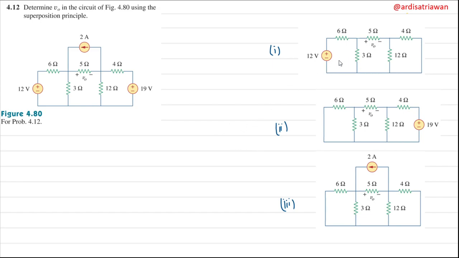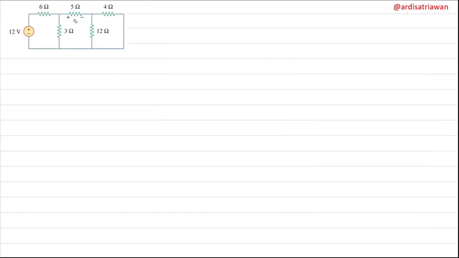Okay, let's now analyze one by one. So let's start by analyzing the first circuit. So here is our circuit, and V0 is here. I think I will use nodal analysis, because we only have two nodes. If we use mesh analysis, we will have three loops, so I don't want that. And I will pick this node here as our reference.